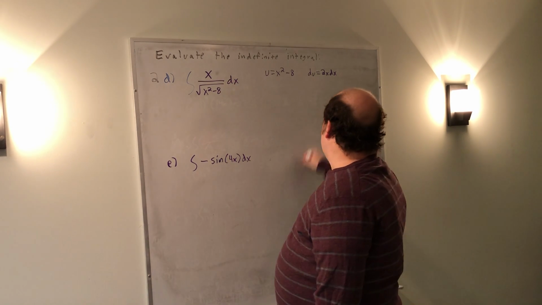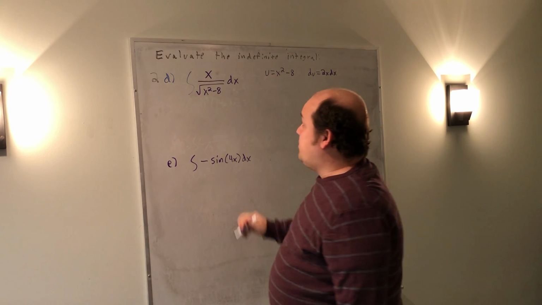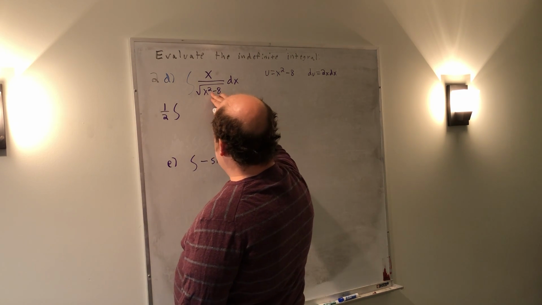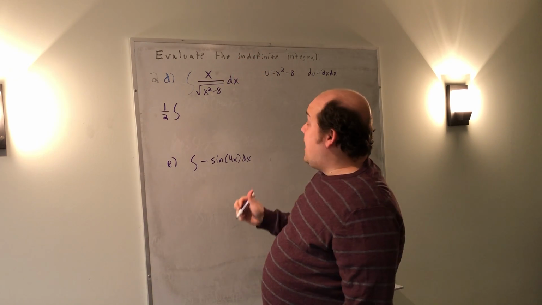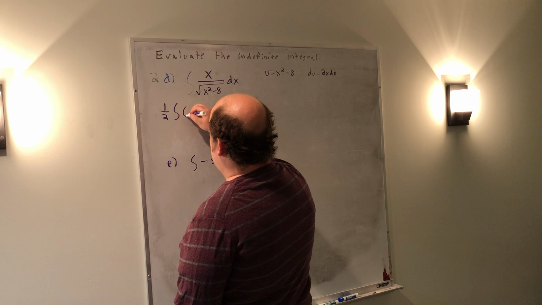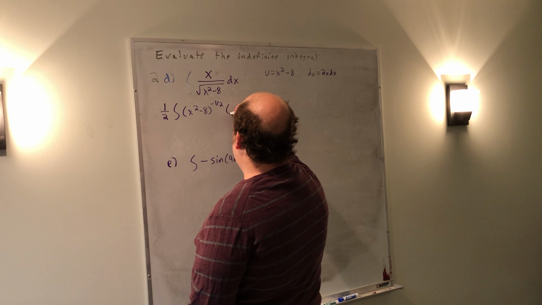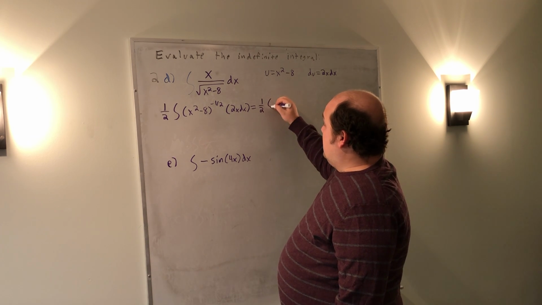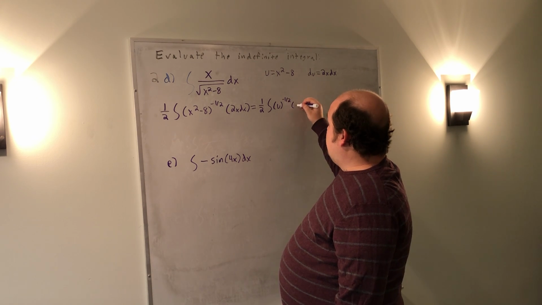So in order to change it into what I want, I'm going to need to multiply the inside by 2, which means the outside gets multiplied by 1/2. So it becomes 1/2 the integral. This is really to the 1/2 power on the bottom, which means when I bring it to the top, it'll be to the negative 1/2 power. So x squared minus 8 to the negative 1/2 power times 2x dx. I can now substitute in my u's, so it becomes 1/2 the integral of u to the negative 1/2 du.